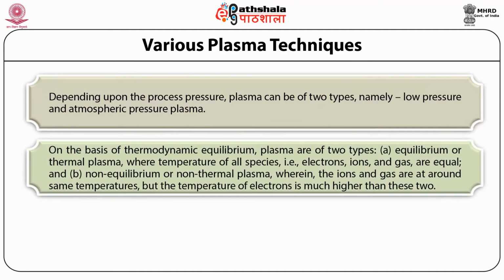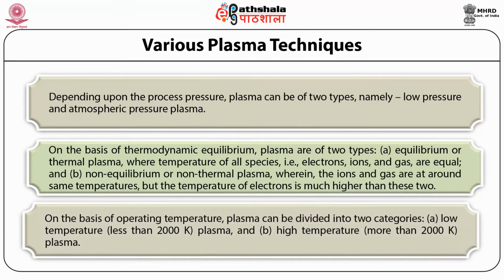On the basis of thermodynamic equilibrium, plasma are of two types. A. Equilibrium or thermal plasma, where the temperature of all species, that is electrons, ions and gas, are equal, and B. Non-equilibrium or non-thermal plasma, wherein the ions and gas are at around the same temperatures, but the temperature of electrons is much higher than these two.